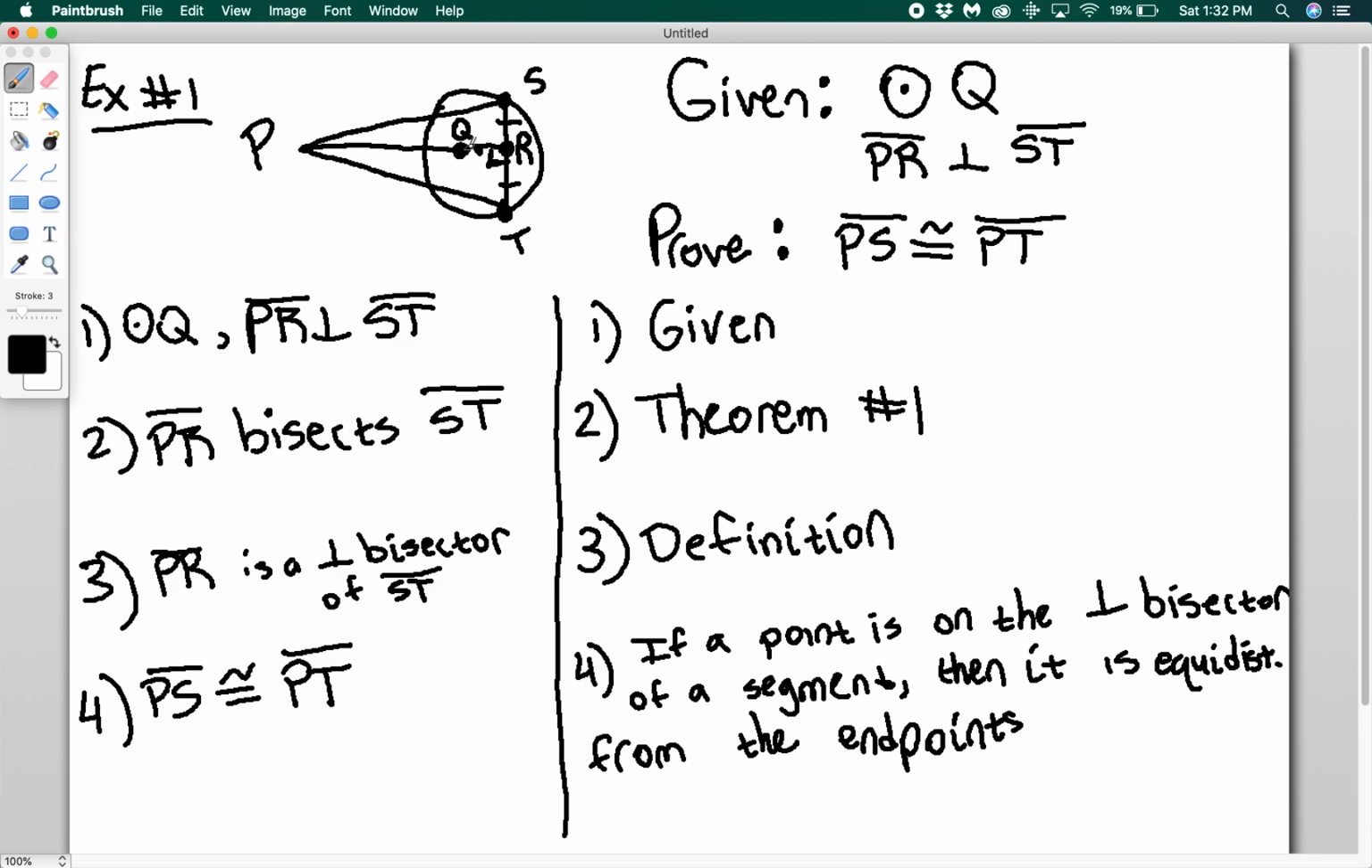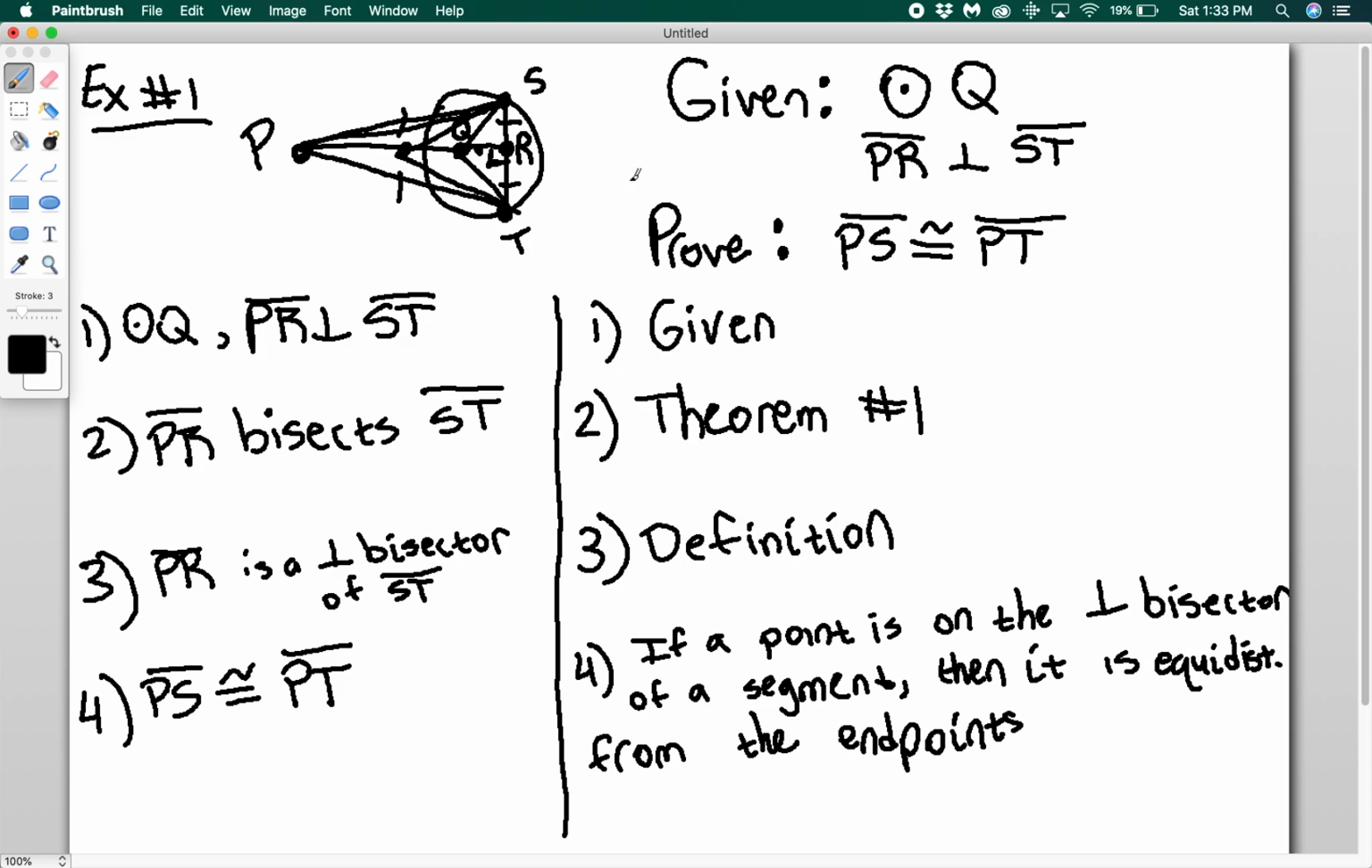So if I go up here, this distance has to be the same as this distance. If I go up here, this distance has to be the same as this distance, right? And if I go all the way to point P, this distance has to be the same as this distance. So these two things are congruent, and we've completed our proof.